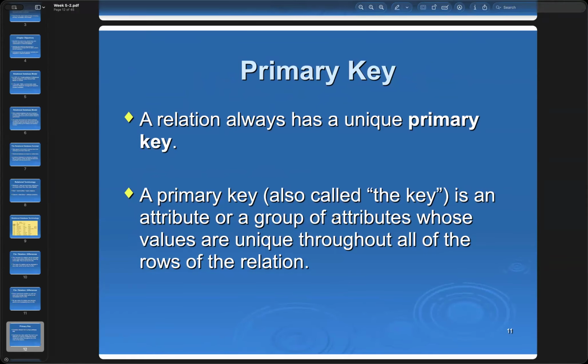Now when we move on, we talk about what a primary key is, because in our lab I talked about the primary key. A relation always has a unique primary key, and sometimes we just call it the key. It is an attribute or a group of attributes, that means columns. Remember, we use the word attributes for a relation, and its values are unique throughout all the rows.